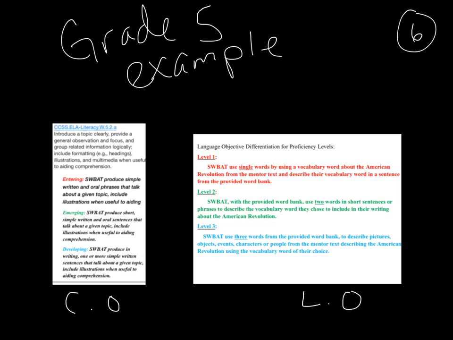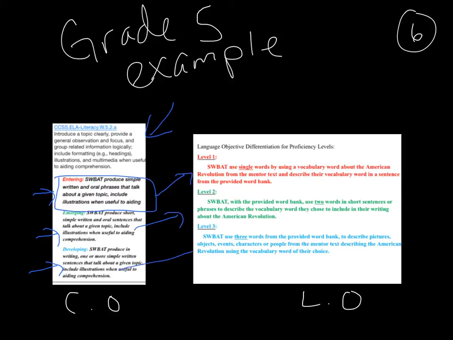So here's my first example of the content objective and the language objective. This is for grade 5. So this teacher first identified the Common Core standard that the students would be using. Then this teacher created a content objective for 3 different WIDA levels. You do not have to do this, but I kept it so that you would see that this was the content objective that went along with this language objective.